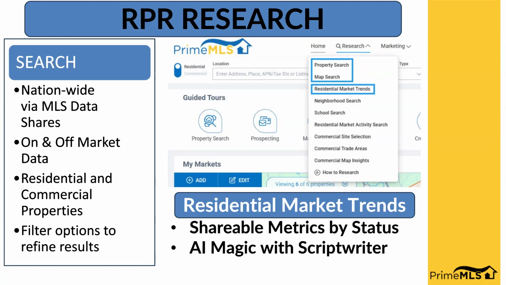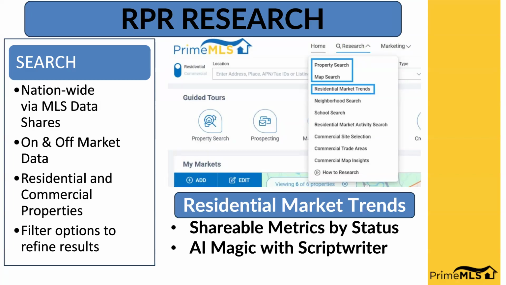Now, RPR is one of your many PrimeMLS member benefits and tools. And with this particular customer benefit, you're going to actually have access to nationwide MLS data. And that's because there are about 200 different MLSs out of the 500 MLSs coast to coast that are doing a data share with RPR.